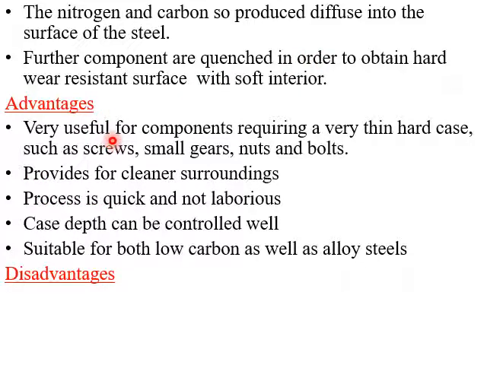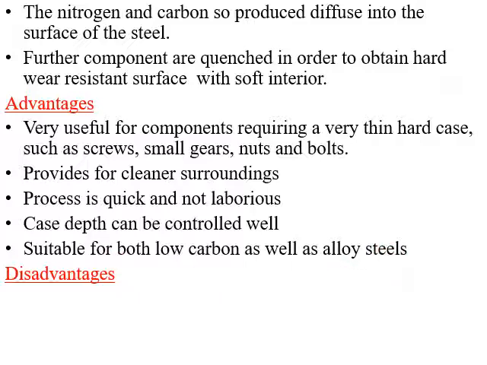Carburizing, nitriding, and cyaniding. Cyaniding is very useful for components requiring very thin hard cases. The case depth you get after cyaniding will be very thin and uniform. It provides a cleaner surrounding, the process is quick and not laborious, and the case depth can be controlled well. It is suitable for both low and alloy steels.